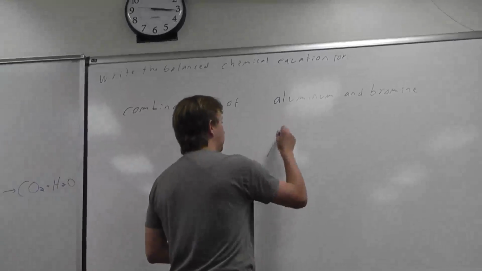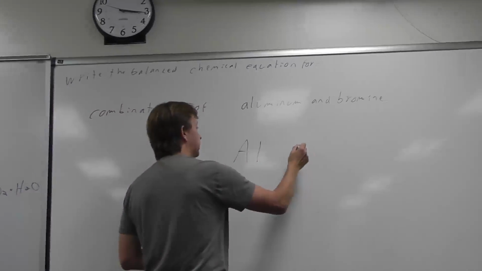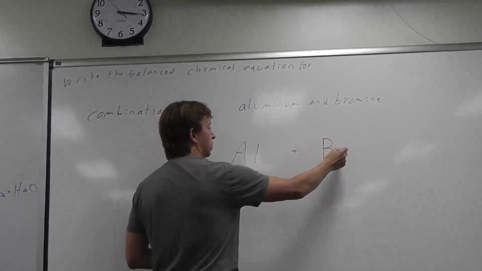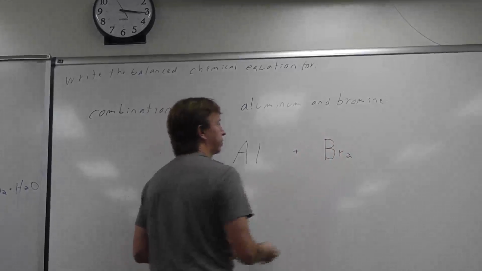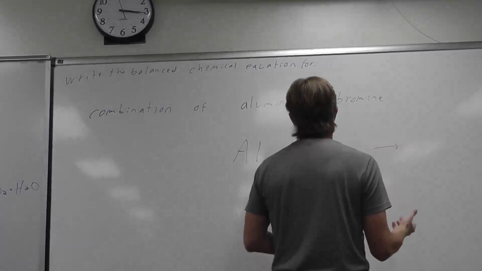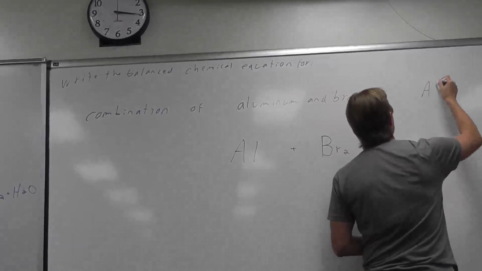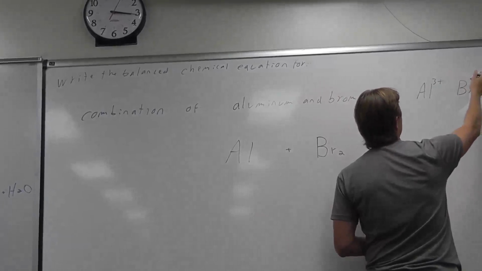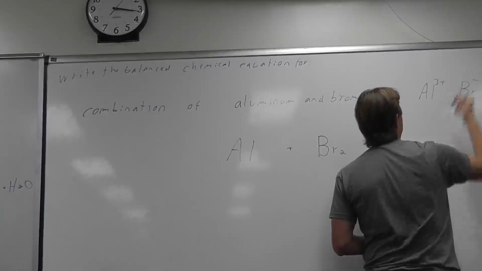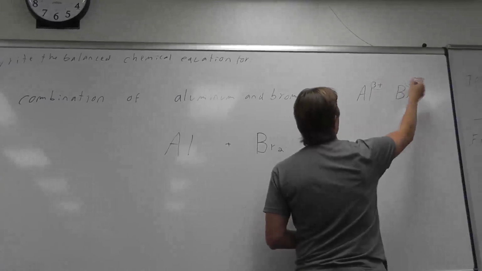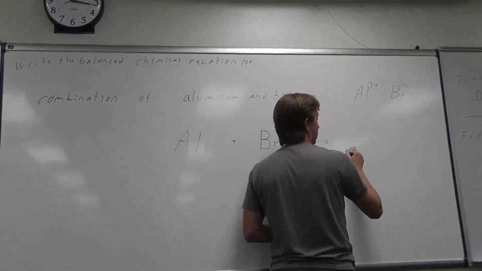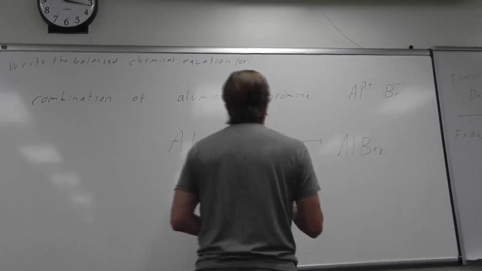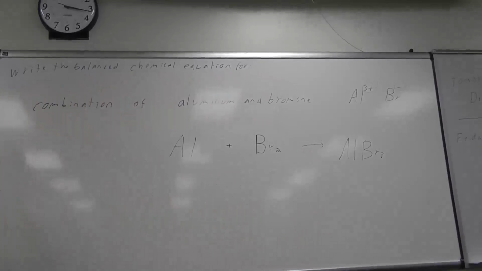The symbol for aluminum is Al. What's the symbol for neutral elemental bromine? Br2. And then we figure out this product based on charge, where aluminum is always a +3 and bromide is what? -1. So pairing off those charges, what's the compound? Good. AlBr3. And that's all your proper formulas.